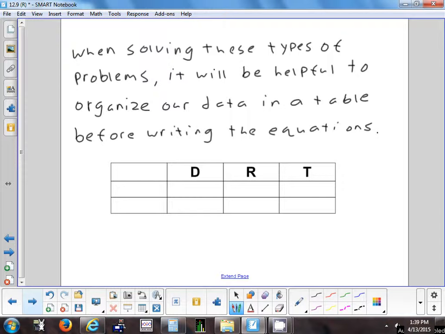It might even be the same thing, like a plane. We're going to talk a little bit about wind speed and stuff like that. It might be a plane with the wind, and then a plane going against the wind. It might be a raft going with the current, a raft going against the current. So it might be the same thing too. That's good.